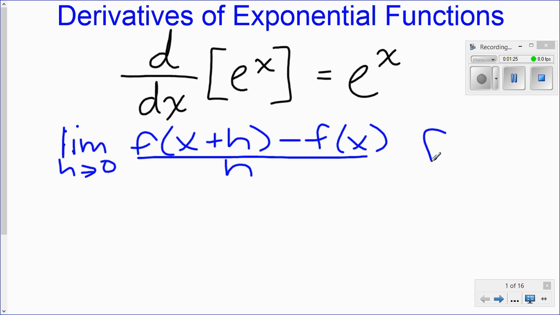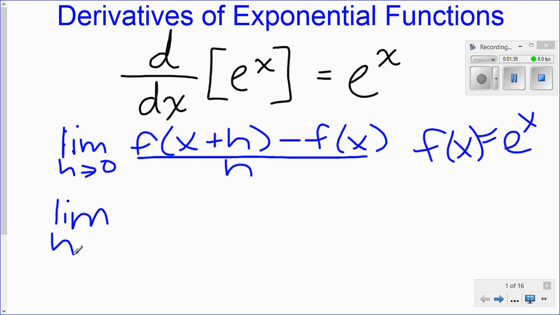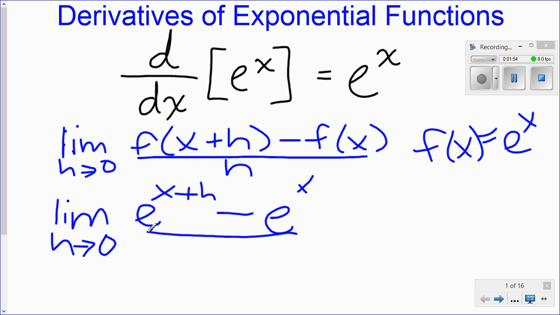So if f of x equals e to the x, then this limit would become the limit as h approaches 0 of e to the x plus h power, because remember, to find f of x plus h, we're just going to replace x in the function with x plus h. Okay, minus f of x, which is e to the x, all over h.